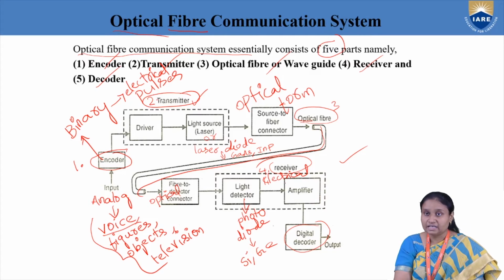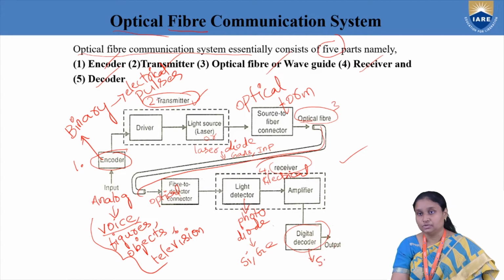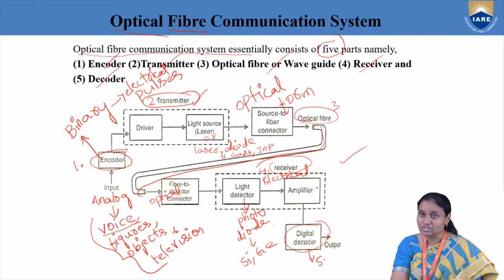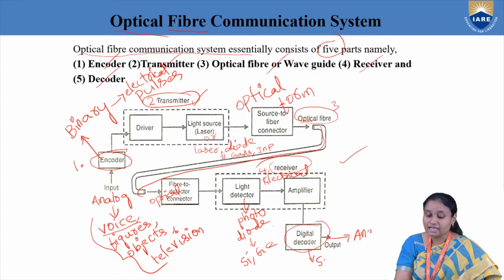After amplifying these electrical signals, it will give them to the fifth part of the optical fiber communication system, that is nothing but the decoder. The decoder is completely opposite to the encoder. As you can see, the encoder has converted analog information into binary information. And the decoder converts those binary information or electrical signals back to their original form, that is nothing but analog form, which is nothing but my voice.